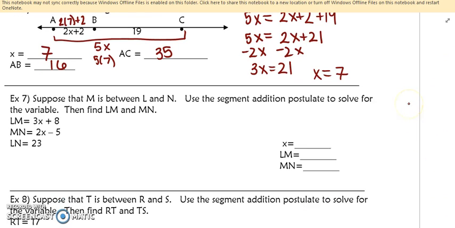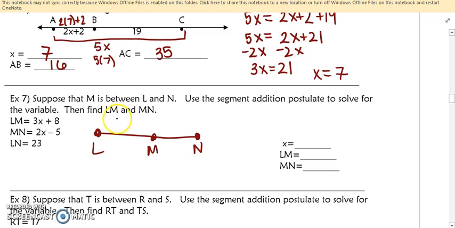Okay. Let's try our example 7, and that might be about it for today. So, we know M is between L and N. You will need to create diagrams for this. So here is your line. We are given that M is between L and N.